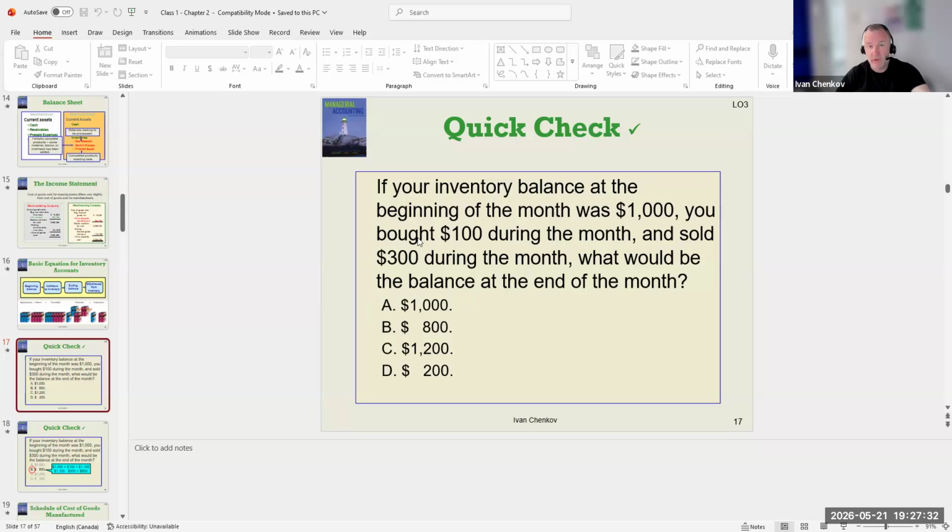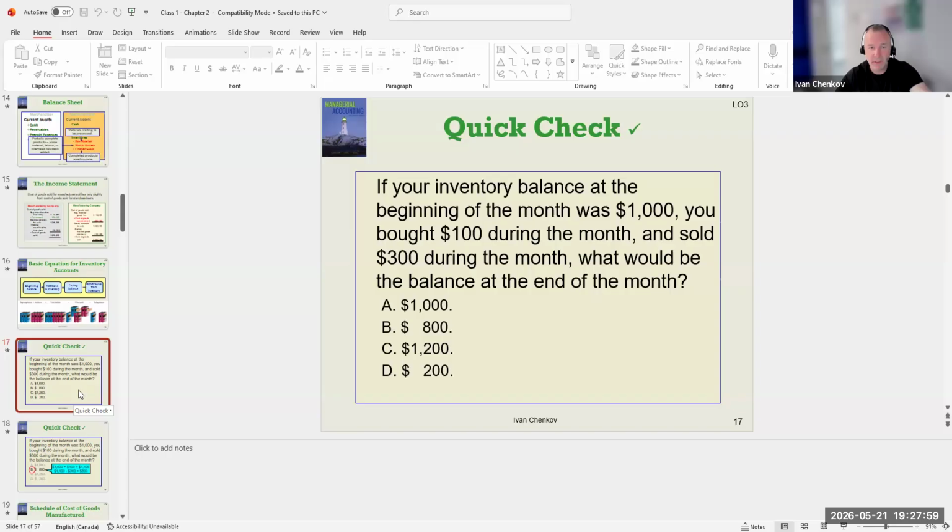Your inventory balance for this merchandising company, the beginning inventory balance, was $1,000. You bought $100 during the month and you sold 300. How much do you have left? 800, right? Does everybody see that, 800?